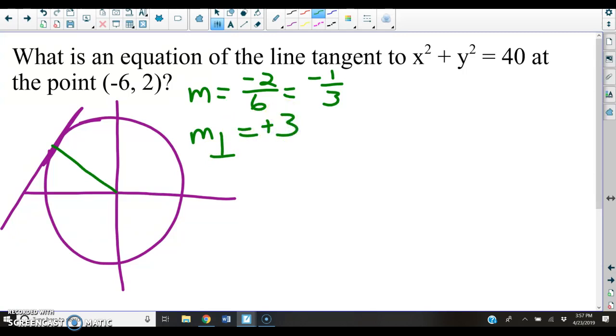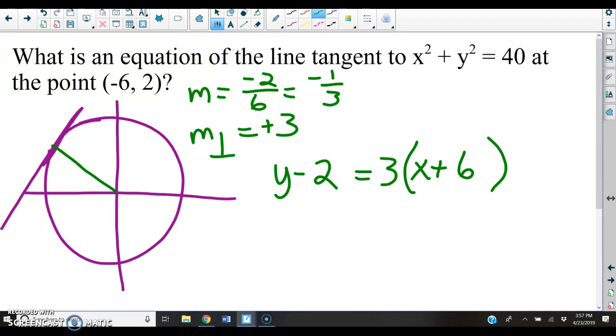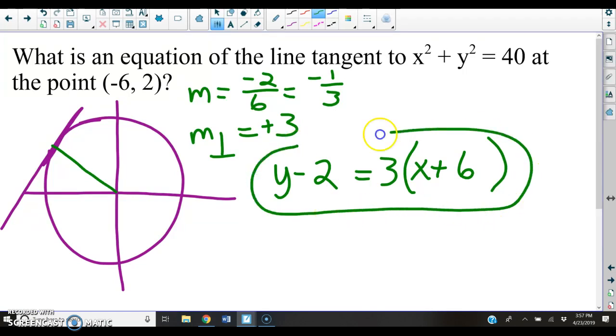Now I can use the point slope form again. y minus equals 3 times x minus. And my point is there, so it's going to be minus negative 6 and minus 2 for the y. There's my equation. It really does not get much easier than that for you.